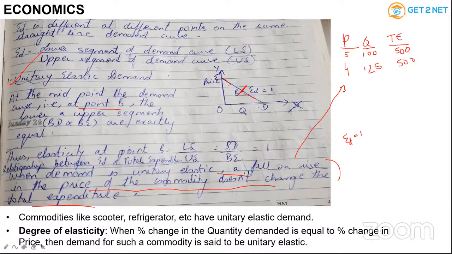No, ma'am. Always remember, in the case of unitary elastic, the demand curve is a rectangular parabola. This is again one of the questions: in which case is the demand curve a rectangular parabola? If you plot this 5, 4 example in a graph properly, you will get the shape of a rectangular parabola.